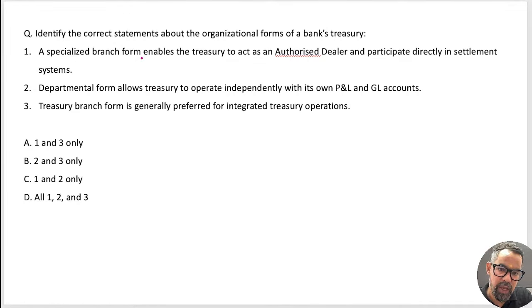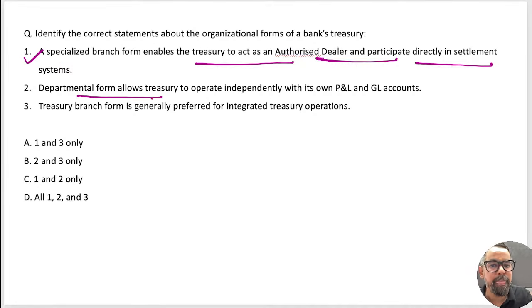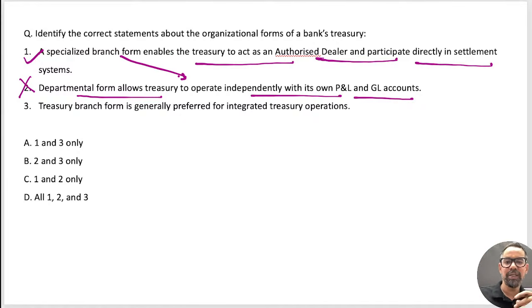A specialized branch form enables the treasury to act as an authorized dealer and participate directly in the settlement system. The departmental form of the treasury allows it to operate independently with its own profit and loss accounts and GL accounts. No, this should be wrong, right? This feature is for the specialized branch. In departmental, it is integrated with the overall bank, right?